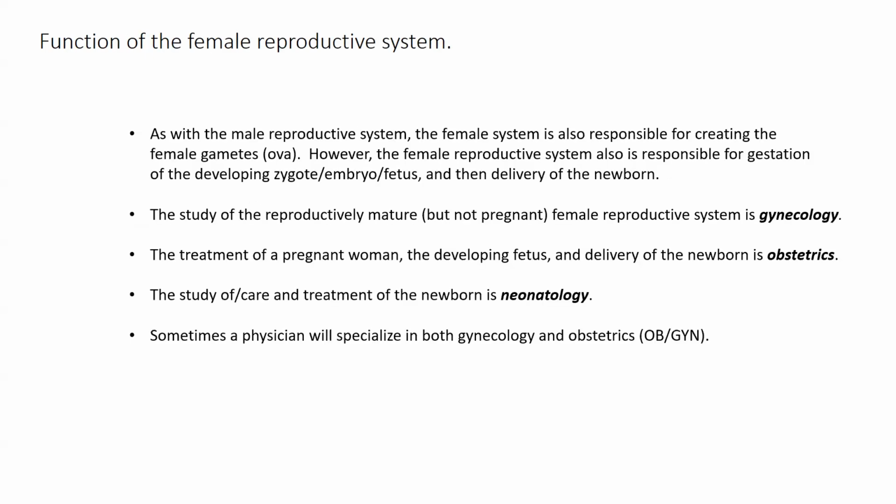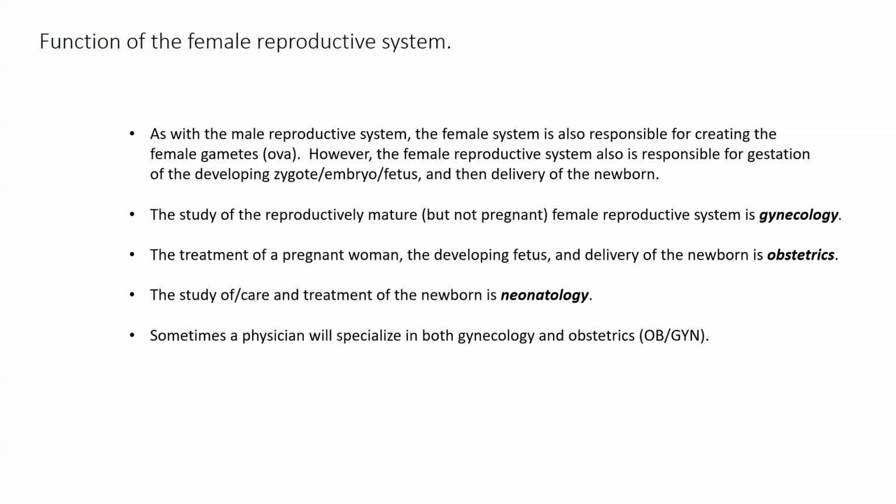So the function, just like the male reproductive system, the female reproductive system produces the gametes, the female gamete, the egg, the ova. But unlike the male reproductive system, the female reproductive system is also responsible for the gestation period, where the development of that new offspring, the zygote, embryo, or fetus.